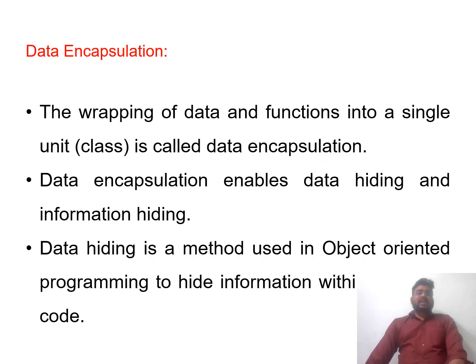Next we will discuss data encapsulation. Wrapping the data and the functions into a single unit is called data encapsulation. Data encapsulation enables data hiding and information hiding. Data hiding is a method used in object-oriented programming to hide information. Encapsulation is defined as the wrapping of data and information under a single unit. In object-oriented programming, encapsulation is defined by binding together the data and the functions that manipulate them, and we are going to consider a real-time example of encapsulation.